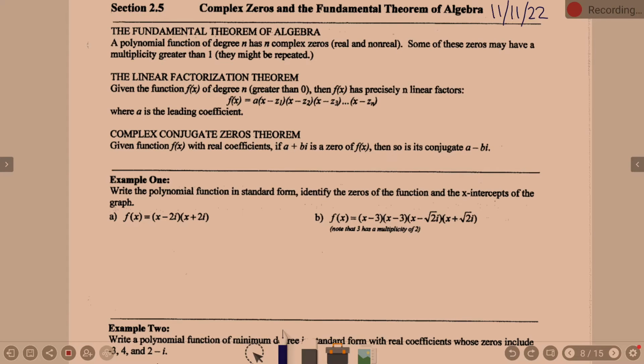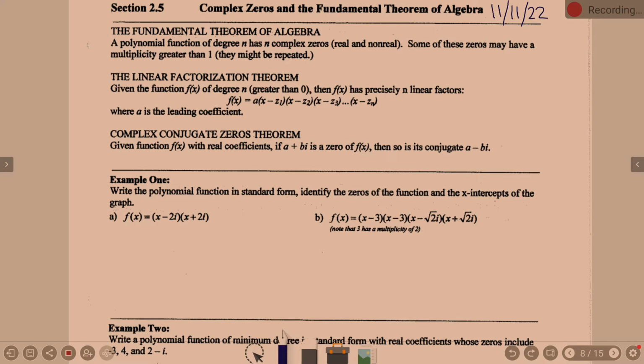We talked about multiplicity, like the even multiplicities, where it will just touch the x-axis, whereas the odd multiplicities will cross through the x-axis. When I'm talking about multiplicities, it's the power on the factor, right?